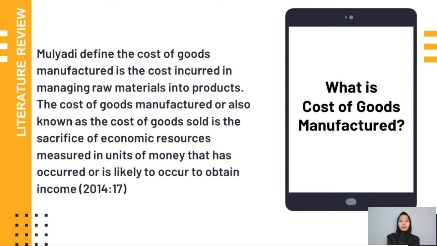There are many different opinions in defining the cost of goods manufactured. Mulyadi in 2014 defined the cost of goods manufactured as the cost incurred in managing raw materials into products. The cost of goods manufactured, or also known as the cost of goods sold, is the sacrifice of economic resources measured in units of money that has occurred or is likely to occur to obtain income.